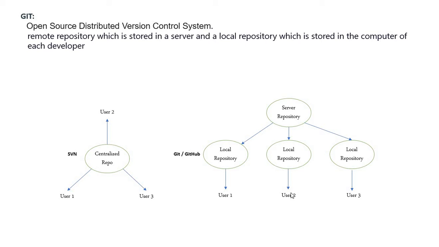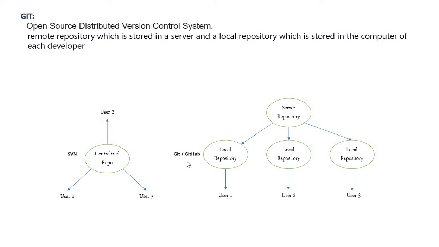For user 2 to check in, he needs to make sure he has the latest copy of the files from the server repository in his local repository. If it is not the latest, then he cannot commit. He has to take the latest, make sure he has the latest files, and overwrite them so his changes are on top of those latest files, and only then can he check in. So that is how Git tries to avoid conflict issues in the server repository.